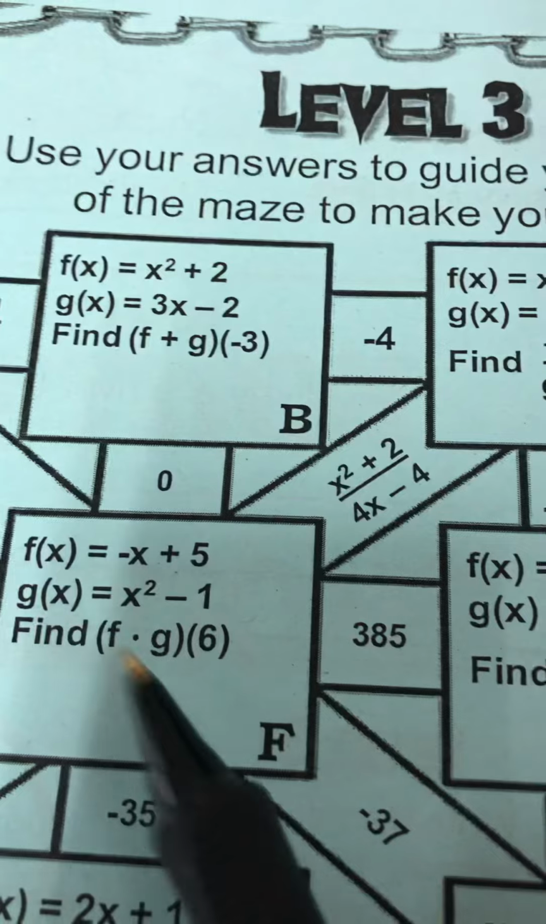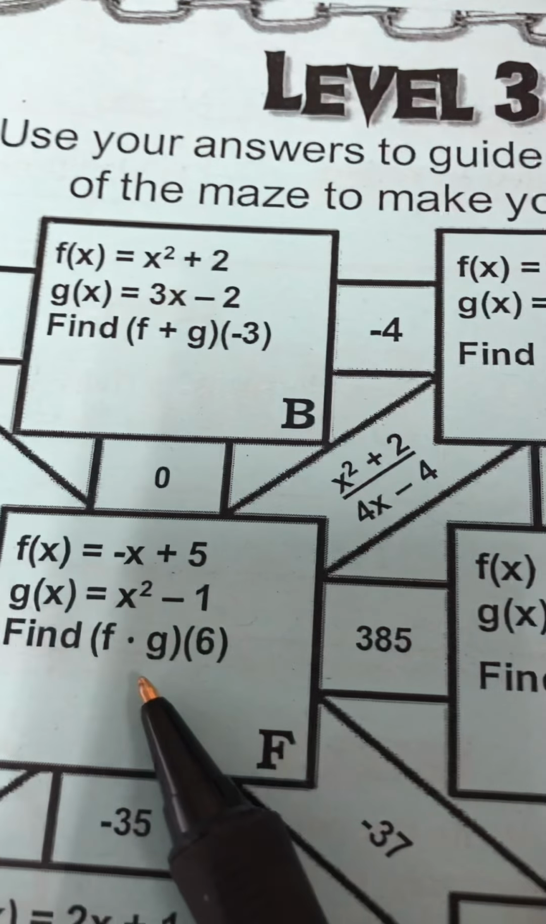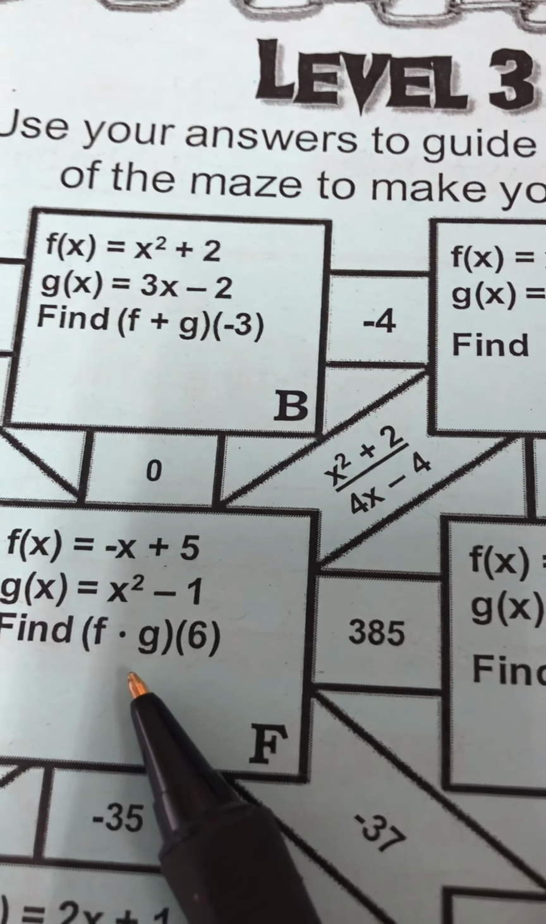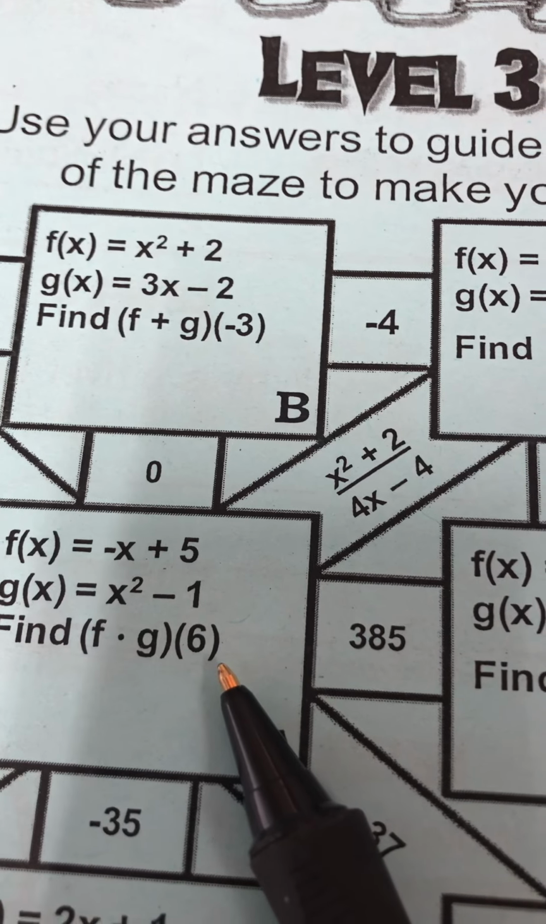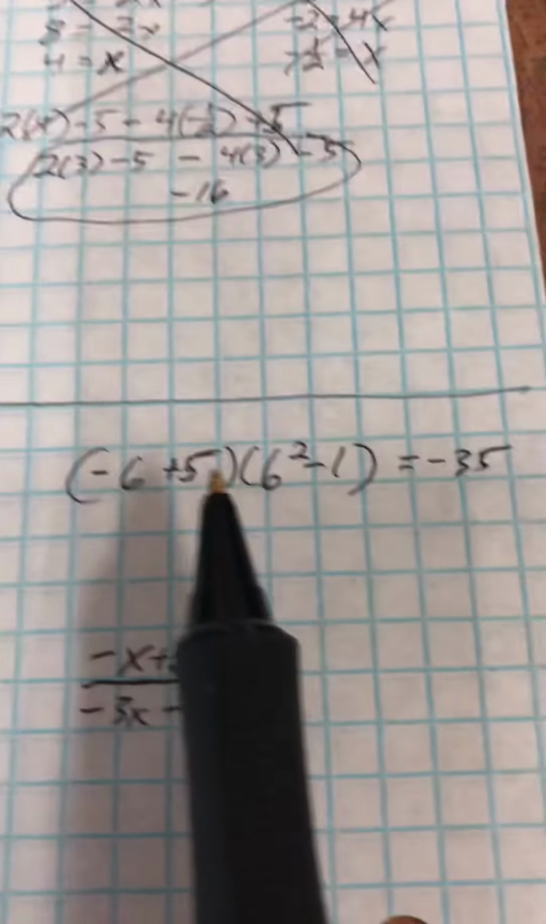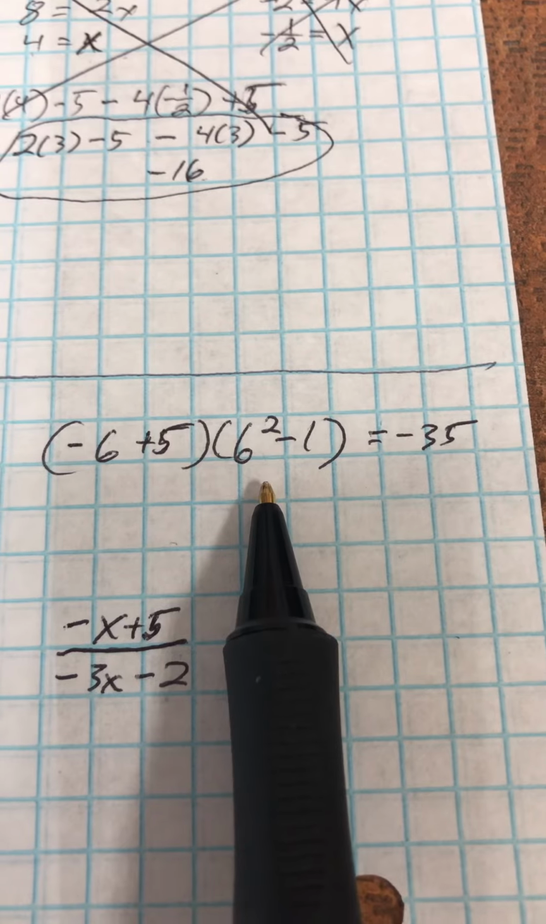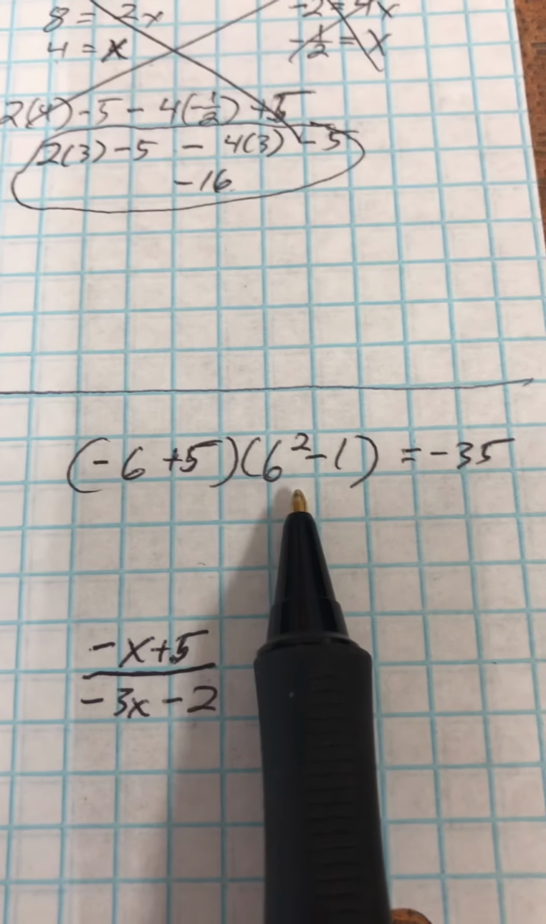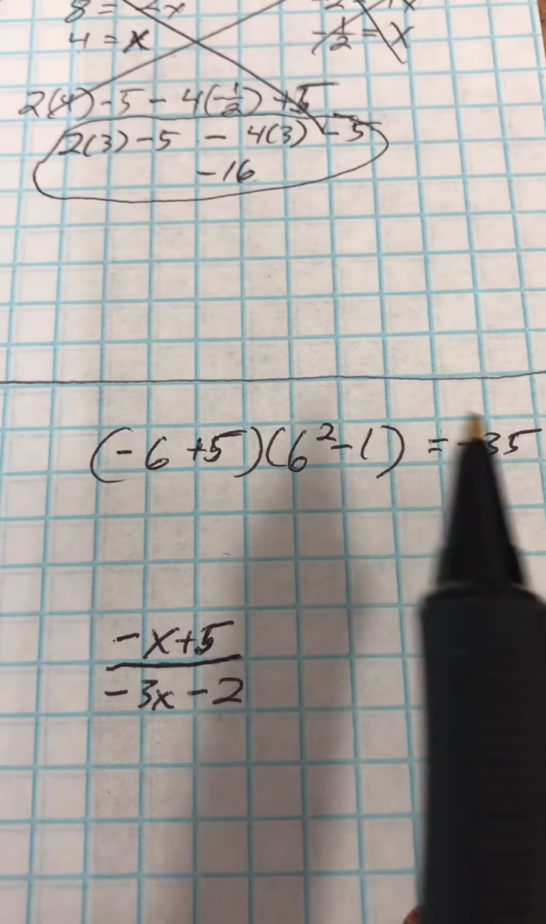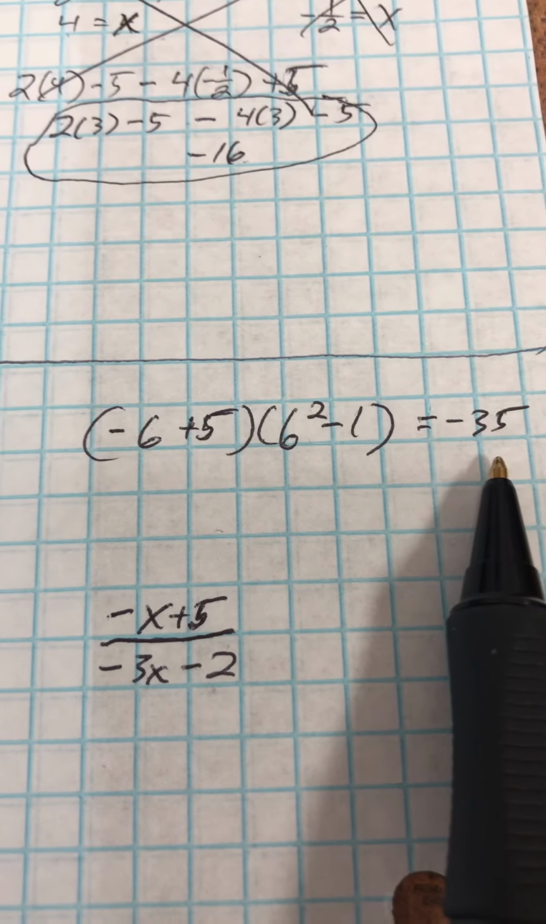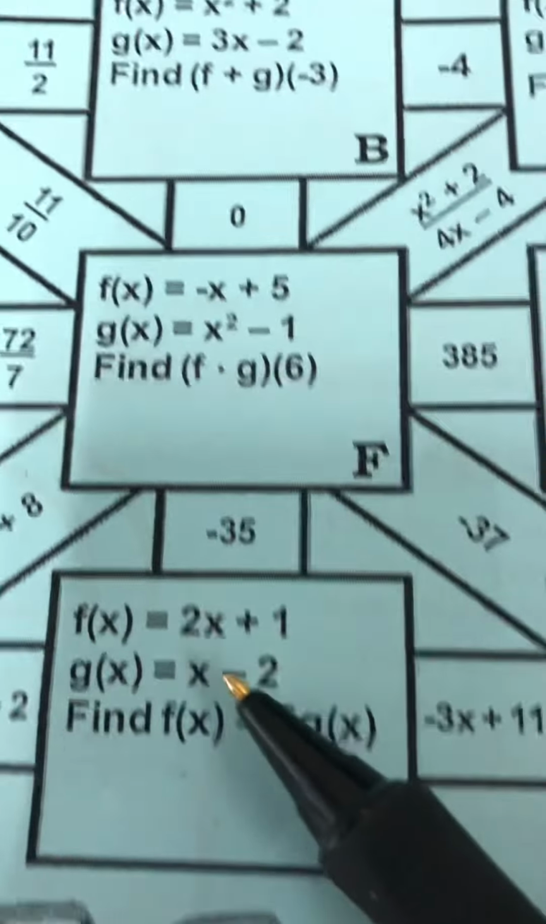0 takes you down to this problem, where x is going to equal 6. So I just plugged in 6 for each of these and multiplied them together. Ended up getting negative 35. Negative 35 goes here.